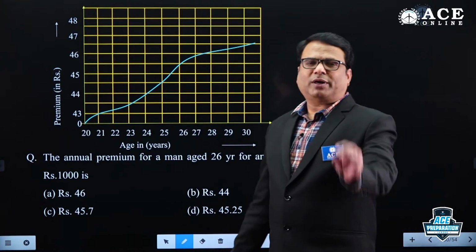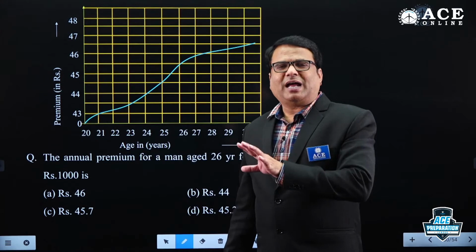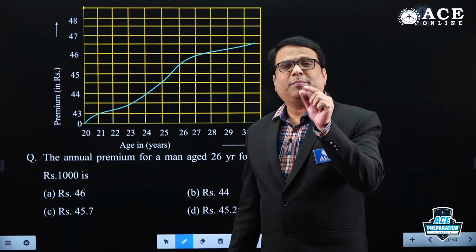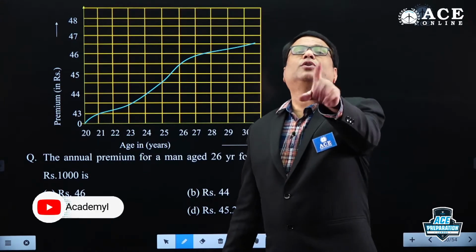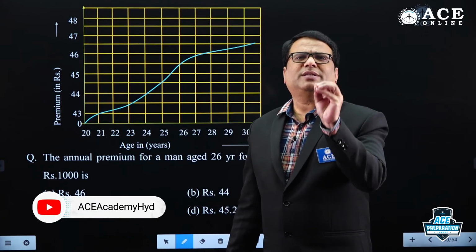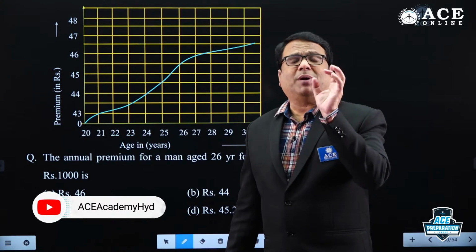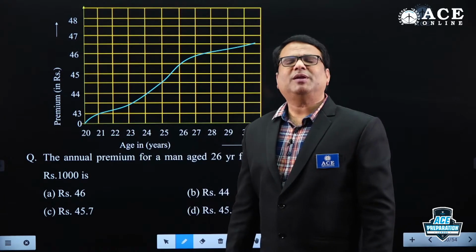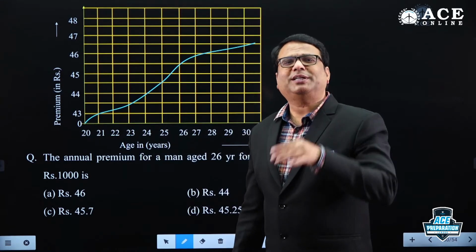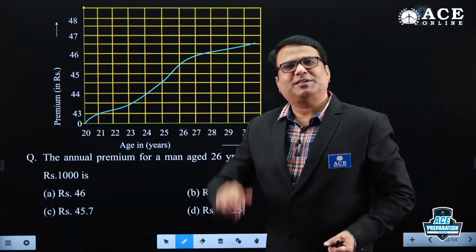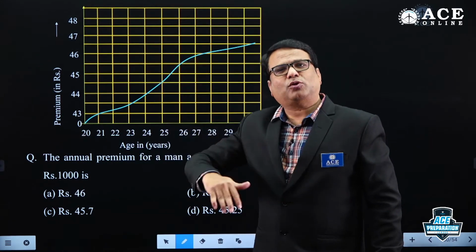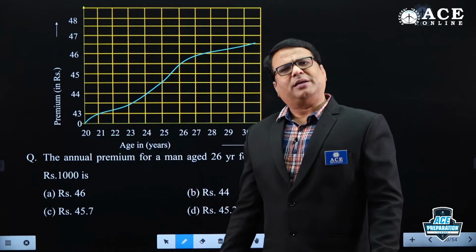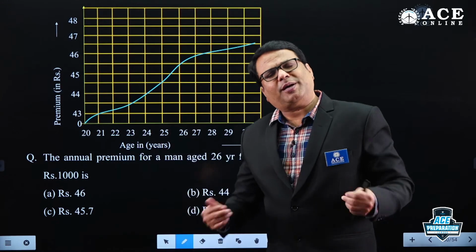Now here, what is given in the graph? How much is the premium paid for an insurance of 1,000 rupees? How much premium has to be paid for 1,000 rupees insurance is given in the graph for different ages. See, the premium will not be the same for a person aged 20 years and a person aged 50 years. The 50-year-old has more risk, so he has to pay a higher premium. And the 20-year-old youngster has much less risk, so he pays a lower premium.